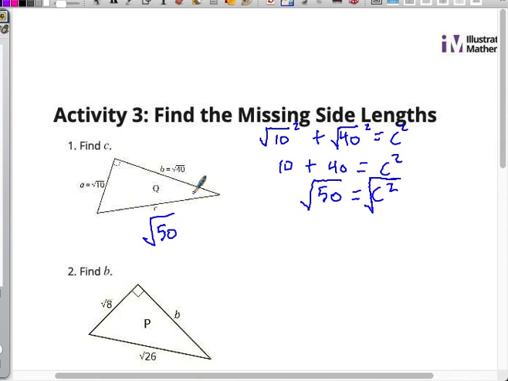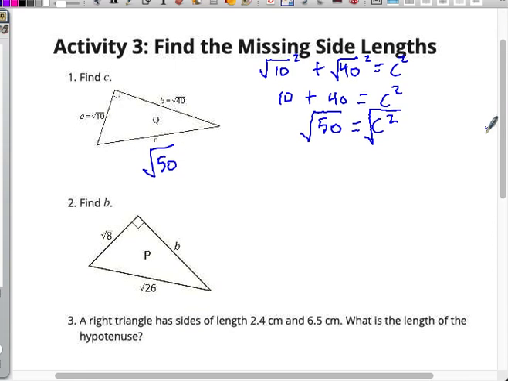All right. Now then. Number 2. What's different about number 2? You're not finding C, you're finding B. This time we're not finding C. We already know what C is, but we can still use the formula. The formula works the same way.